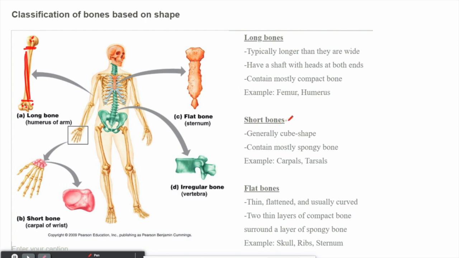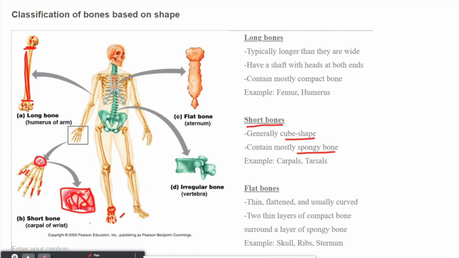Okay, then you have short bones. Okay, short bones are generally cube-shaped. They contain mostly spongy bone. A good example are the carpals of the wrist and the tarsals of the feet. Your phalanges, these are going to be long bones. Okay, these will be long bones, but the tarsals and carpals are going to be short bones. Okay, here's an example of one of the bones of your wrist. If you cut this down the middle sagittally or something like that and looked into a cross section of it, you would see mostly spongy bone inside.